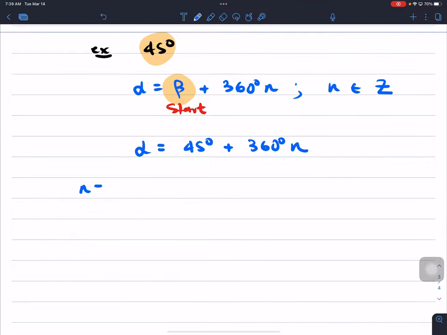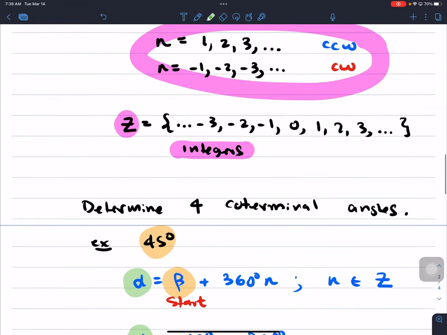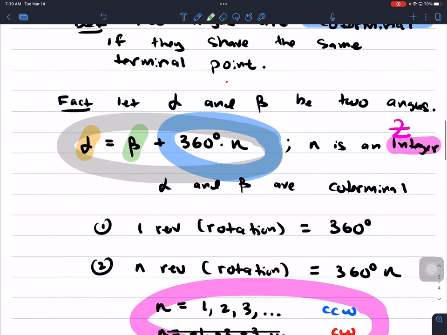So what do I do? Well, start with n is 1. What's your next coterminal angle? 45 degrees plus 360 times 1. Remember what I say, arithmetic. What's 360 degrees times 1? Isn't that 360? So this is 45 degrees plus 360, what does that give you? 405 degrees. Good job. So this is the second angle, the alpha in our formula. And what did we say? We said alpha and beta are coterminal. This is your formula here.